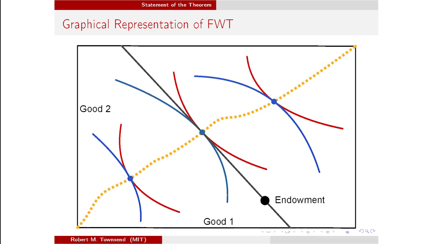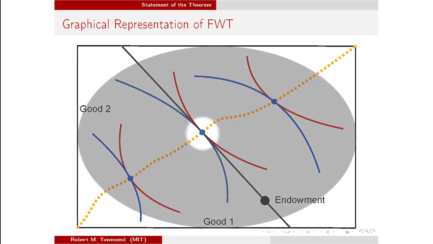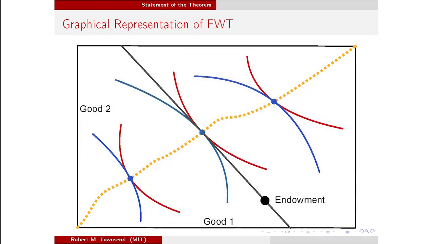So here's an illustration in the Edgeworth box of the first welfare theorem. We start out with the endowment, private ownership, no production, and we find prices such that each of the two agents here are maximizing along their budget line. It's the same line for each, in some sense. Household one gives up good one, getting good two; household two goes in the opposite direction, giving up good two and getting good one.